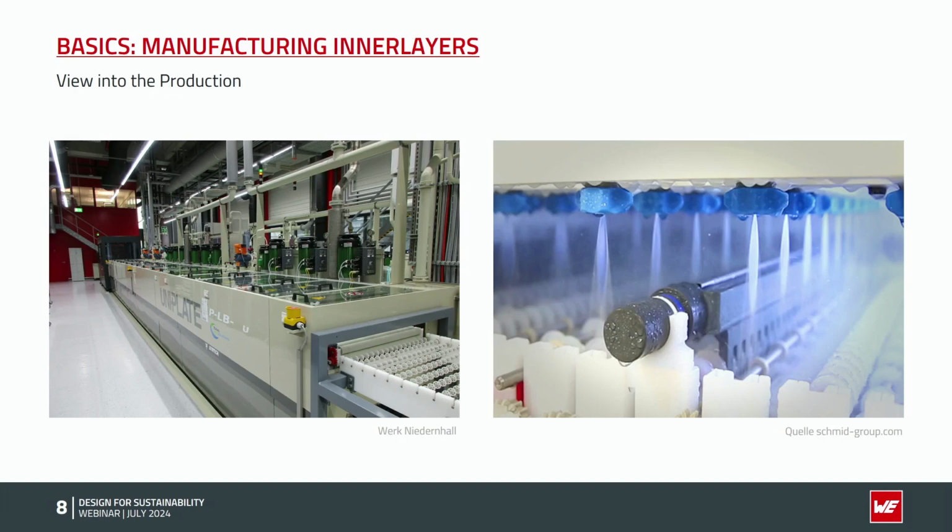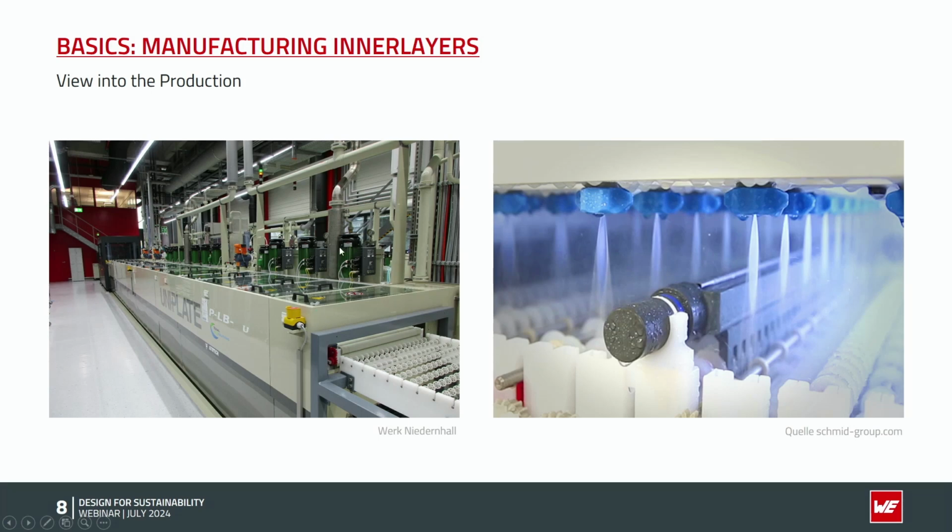When you have done all this specification and you order the PCB, we start with the inner layers, and you can see here a typical machine in our facility in Niedernhall. Very often the boards are produced in such horizontal lines. The boards themselves are transported on all these rollers here, which fit through the whole machine.